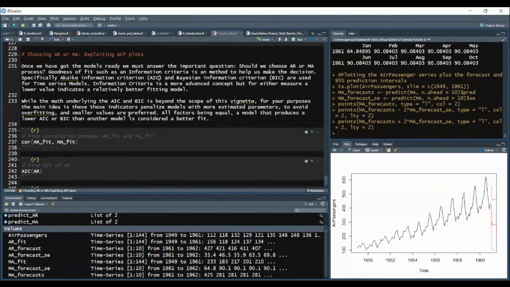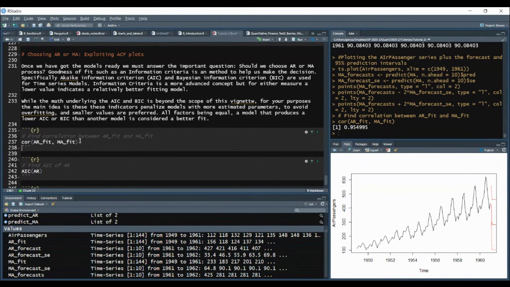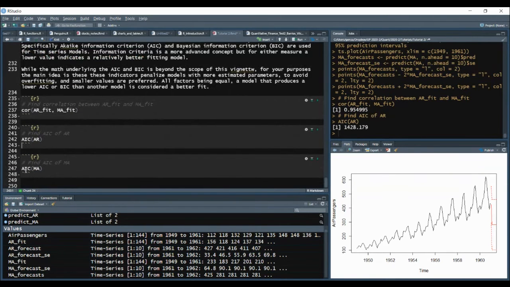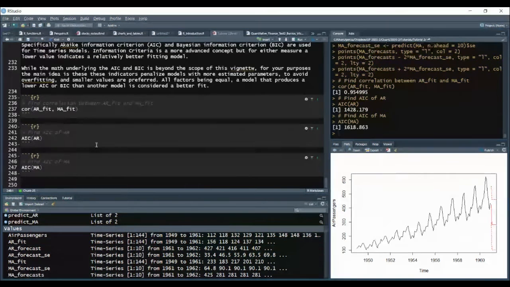The underlying math is not really important. However, what you can see, for example, is what the correlation is between both of your fits. You fitted two models, an AR model and an MA model. The correlation of those is 0.95. So they are not that far apart, even though visually they might look really far apart. Okay. So what is the Akaike of each model? 1428 and 1618. So your rule of choice, which model do you choose? Why, Omar?